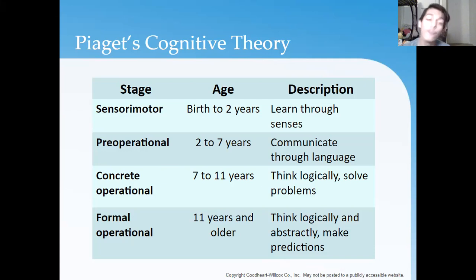Moving on to the next one, formal operational. This runs from the ages of 11 and up. This is when children and people in general begin to think logically and abstractly, and they begin to make predictions. So let's say, for instance, someone's at school and they get a bad grade. They can think to themselves, oh, dang, I failed math. What's going to happen? Oh, I'm probably going to get punished when I get home. Something along those lines, if that makes sense.